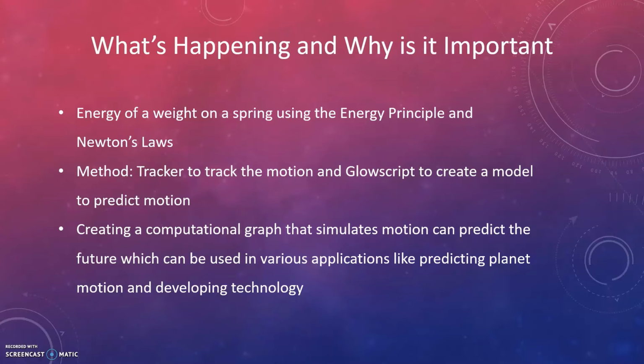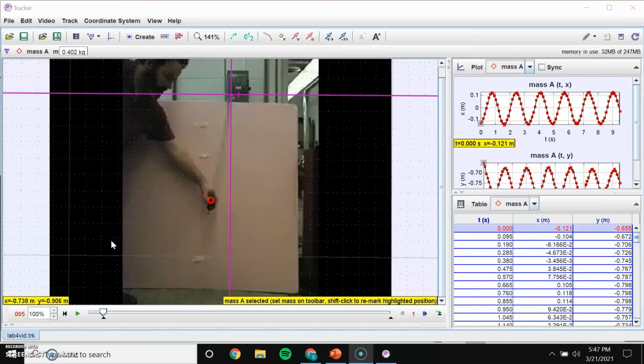This experiment is relevant because creating a computational graph that simulates motion can predict the future, which is very important in various applications. Here is the software I use to determine the observed data.